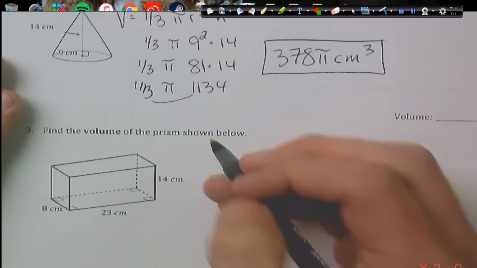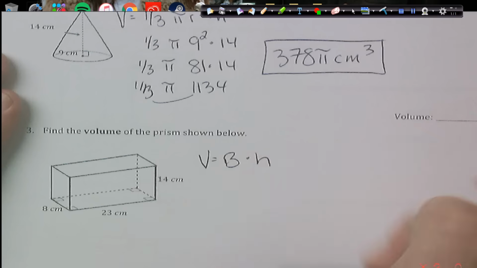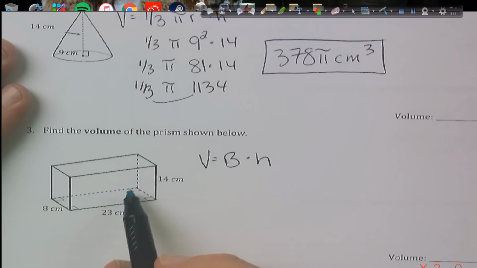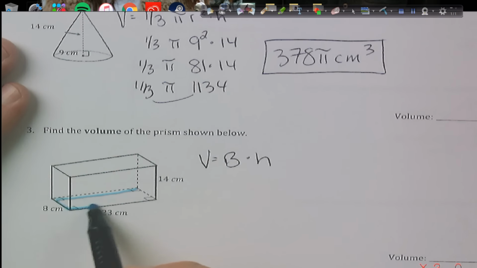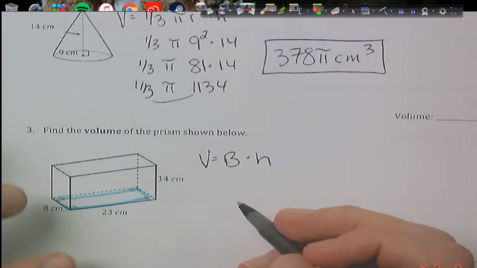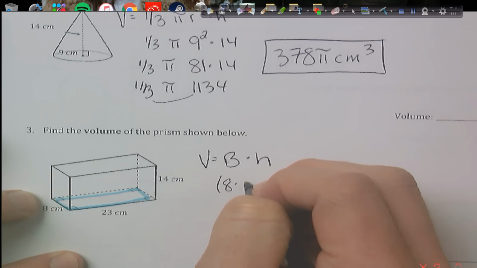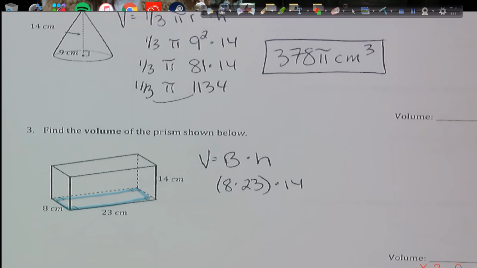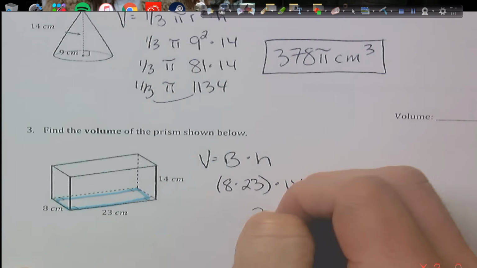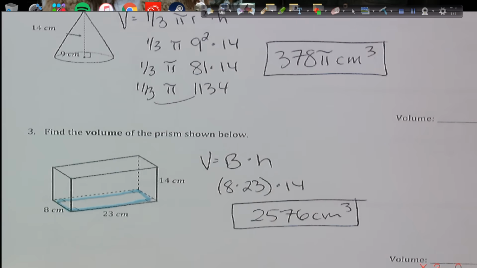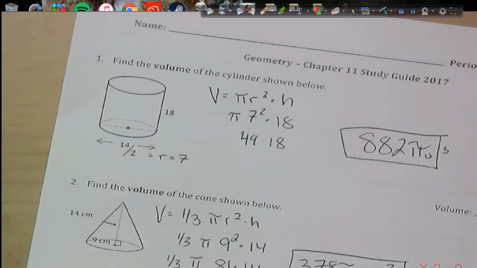Volume of a prism is big B times H. You can choose what your base figure is on a prism like this one. We have a lot of different ones. I'm going to choose to use this bottom piece here as my base. So it's going to be the area of a rectangle, 8 times 23, times the height of 14. Essentially, with rectangular prisms, you just multiply all the numbers together. And we get 2,576 cubic centimeters.